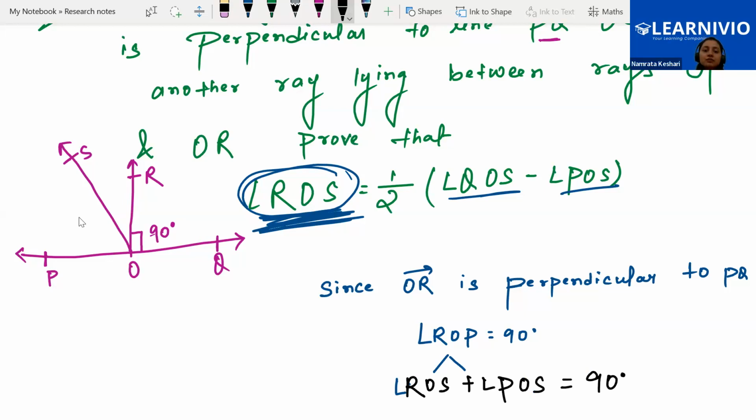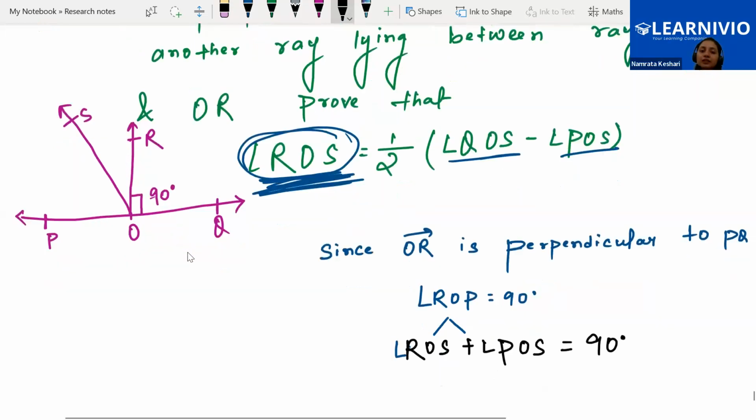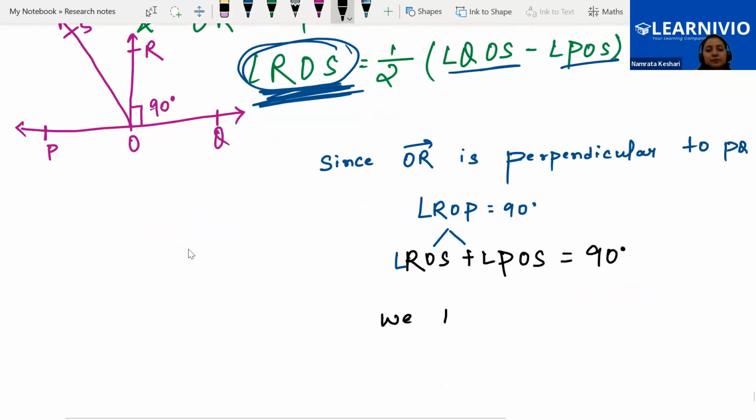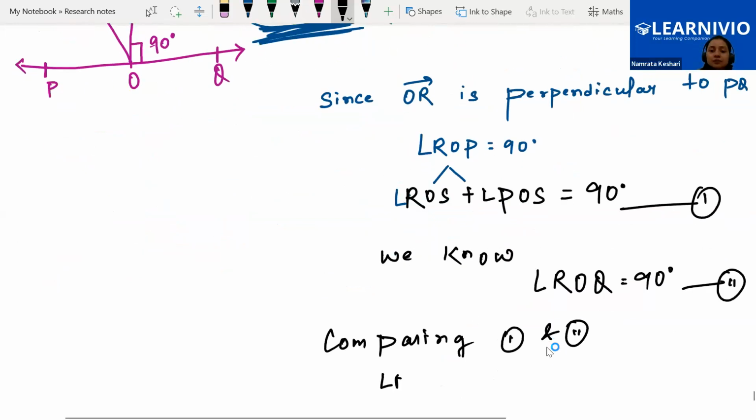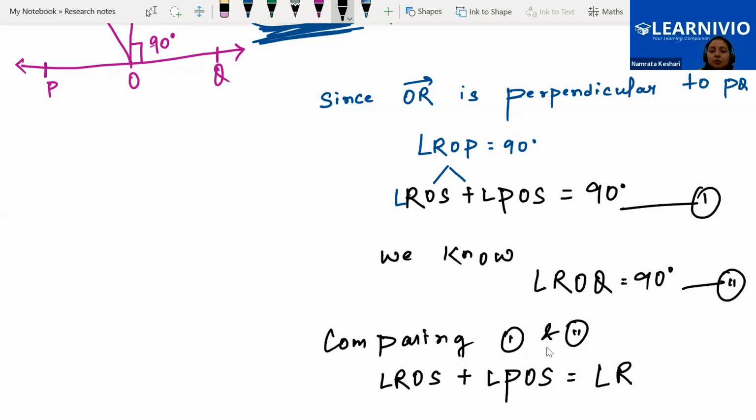Now here we also know that angle ROQ is also 90 degrees, since OR is perpendicular to PQ. When we compare equation 1 and 2, can we write that angle ROS plus angle POS is equal to angle ROQ? Comparing 1 and 2, both are 90 degrees, so we can compare them. Yes or no?